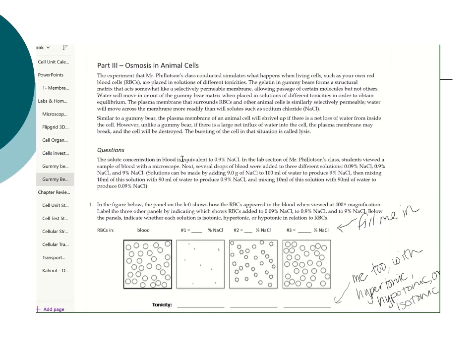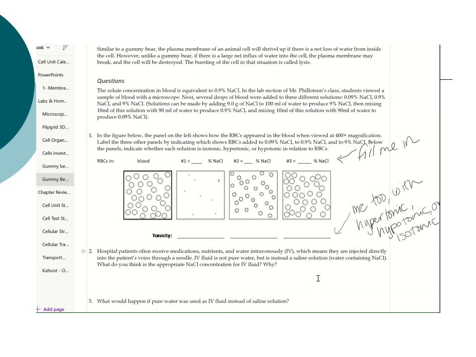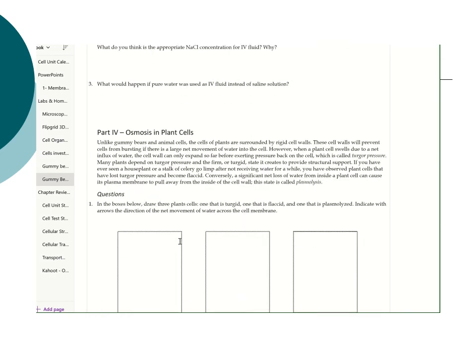So part 3 is looking at osmosis in animal cells. So there's a lot to read here. And then you're talking about blood cells and different salt solutions. So your job is to read the material and then by looking at these drawings, figure out what percentage salt solution these red blood cells are sitting in. And you will have to read to figure that out. And then here where it says tonicity, you're going to write whether it's hyper, hypo, or iso. Then answer these 2 questions.